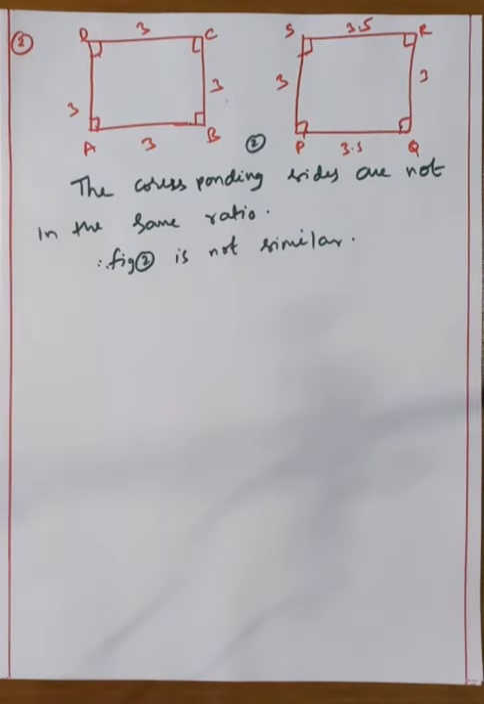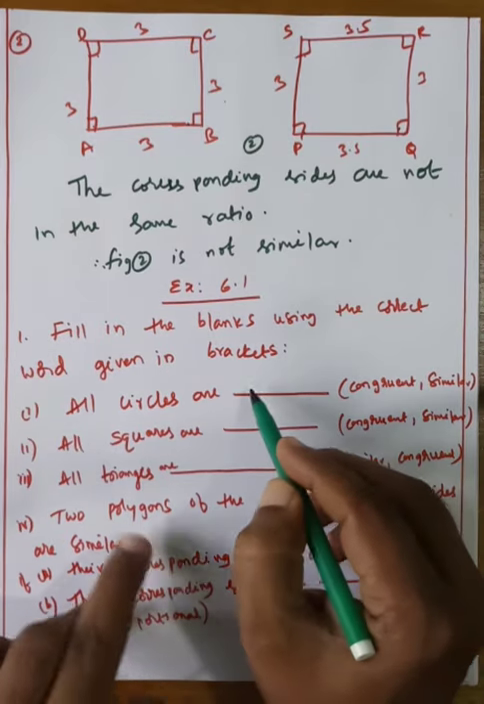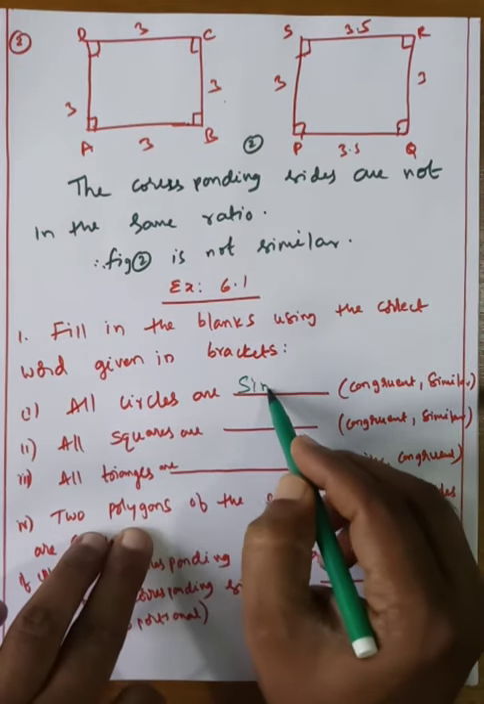Yes. Okay, my dear students, we are going to exercise 6.1. One by one we complete the problems. Fill in the blanks using the correct word given in the brackets. Before I explain, all the circles have the same shape but differ in size. Same shape but differ in size means 100% these are similar.